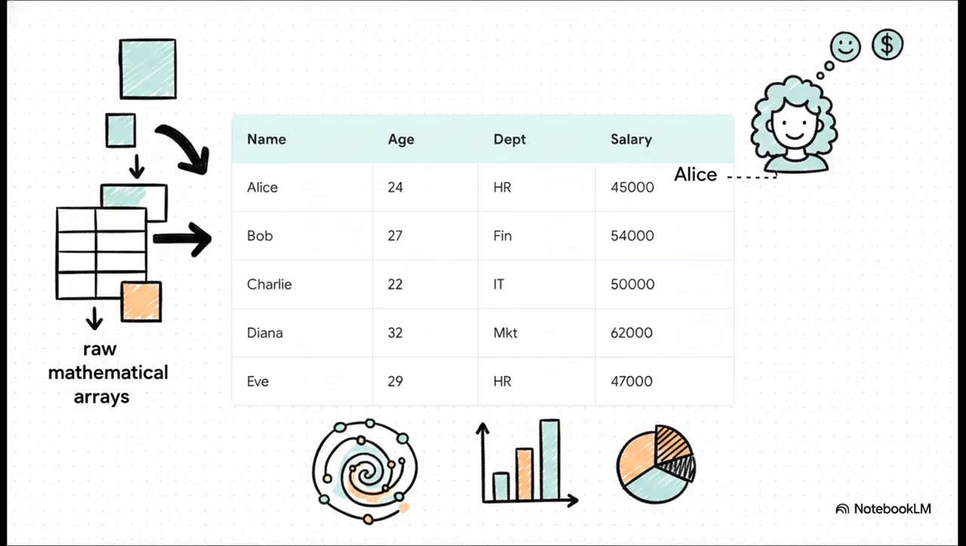So now, a seemingly random cluster of integers and strings instantly becomes Alice, the 24-year-old HR employee making $45,000. See how that works? It perfectly aligns raw computational power with actual human business logic.